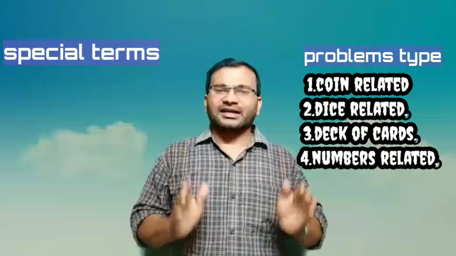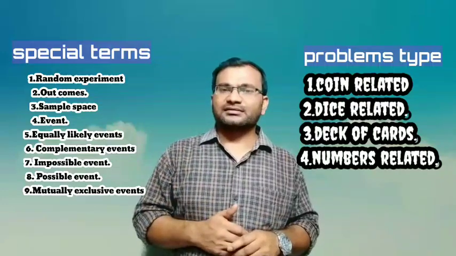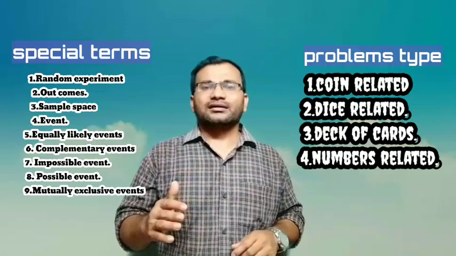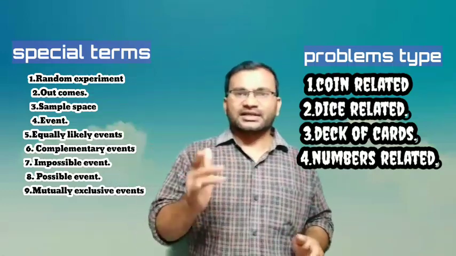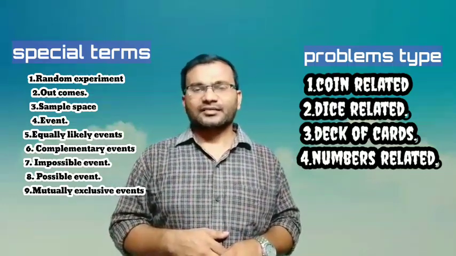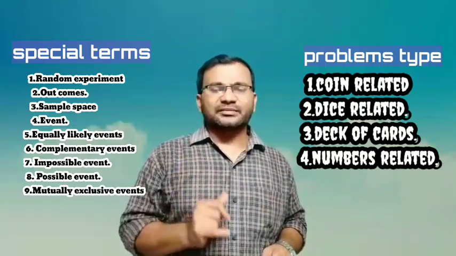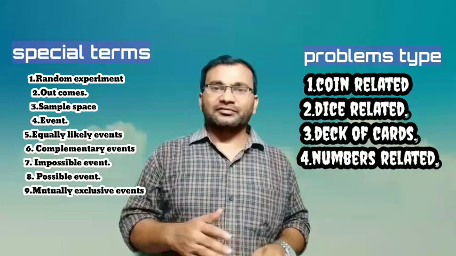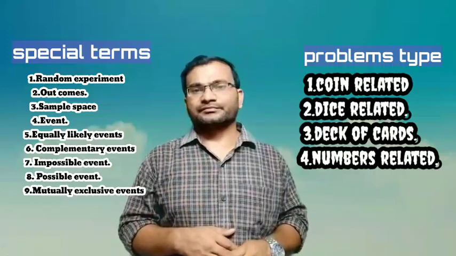Moreover, we are going to discuss special terms that are random experiment, event, outcomes, sample space, equally likely events, impossible event, possible event, mutually exclusive events. These are some special terms we are going to discuss. I think it is a very easy chapter in the whole 10th class textbook. The problems are very easy and we will enjoy doing them. I am sure I will make it easy for you.